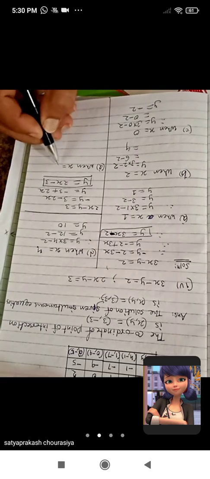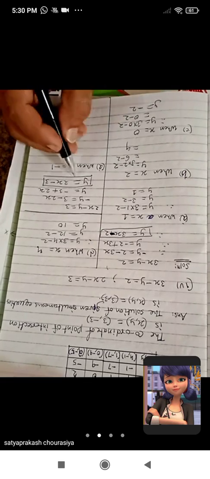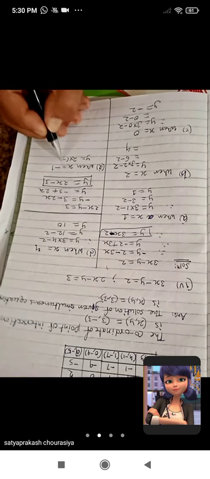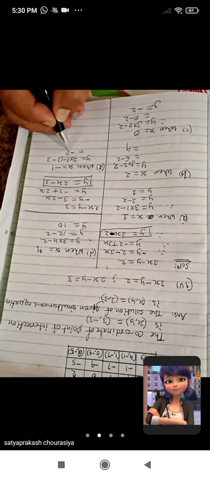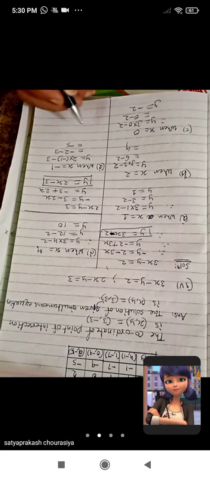When x is equal to minus 1, now substitute this value in the arranged equation. So y is equal to 2 into minus 1 minus 3. So 2 into minus 1 is minus 2, and then minus 3. So this will form minus 5.